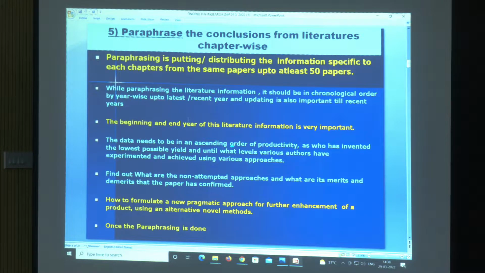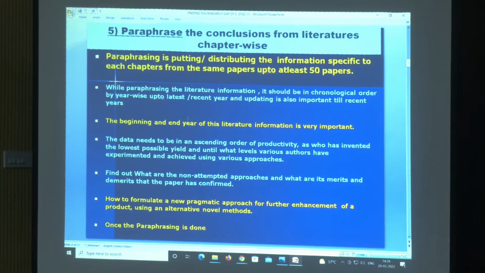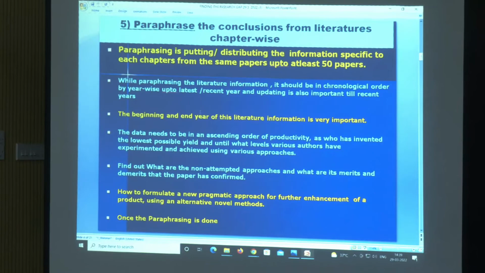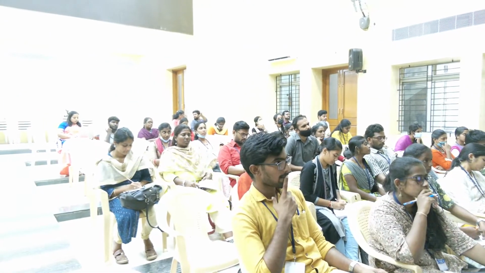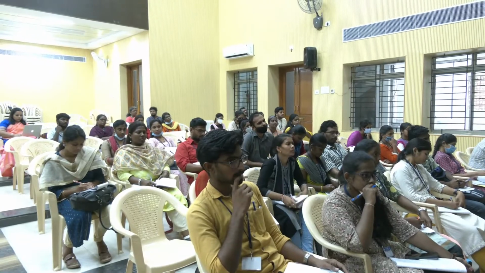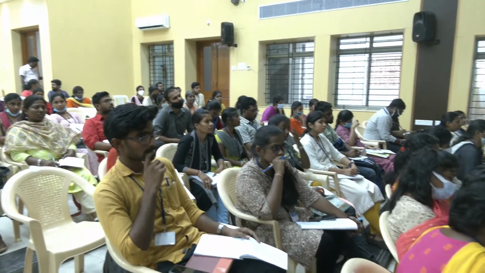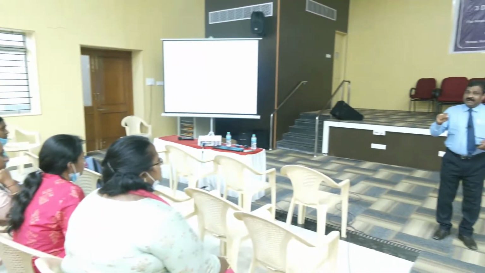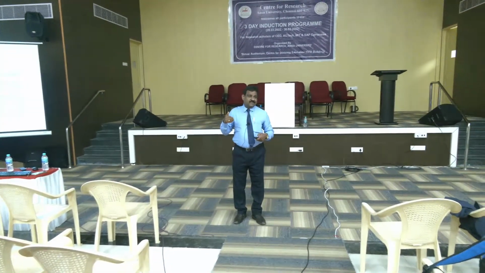So the data needs to be in ascending order of productivity, as who has achieved the lowest possible yield, and up to what levels various authors have experimented and achieved using various approaches. While you are paraphrasing, because whenever you write a critical review of literature, your critical review of literature will start based on the data-specific information, whereas your review of literature will start with chapter-specific information, and your literature review will start with the topic-specific information. So if you write in the paraphrasing itself exactly which author has produced maximum biodiesel, so much per kg of the litter, and when you refer to another paper, somebody has produced only 10 liters, some other author has produced 20 liters by adopting some other method, and after some years somebody else would have produced 40 liters.